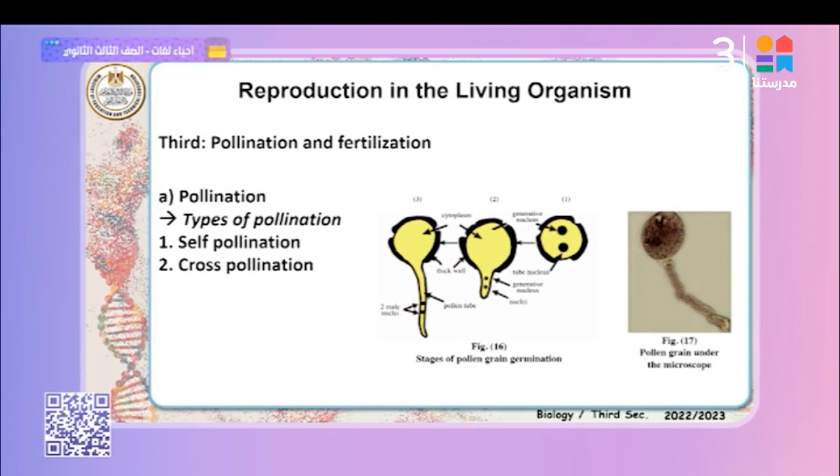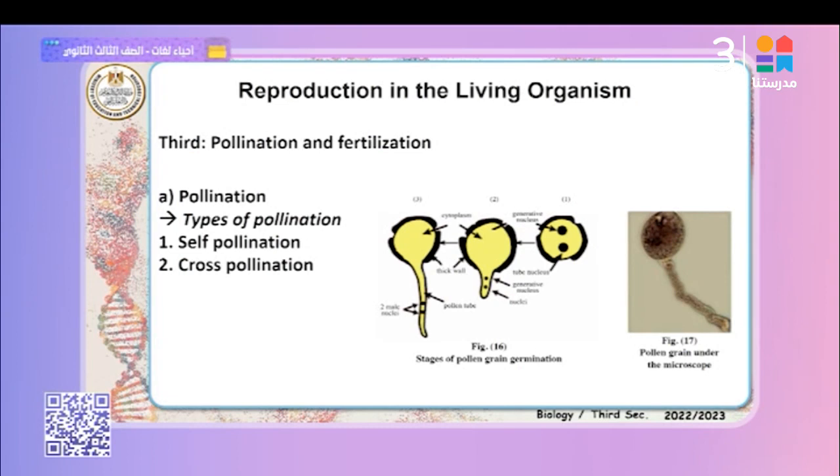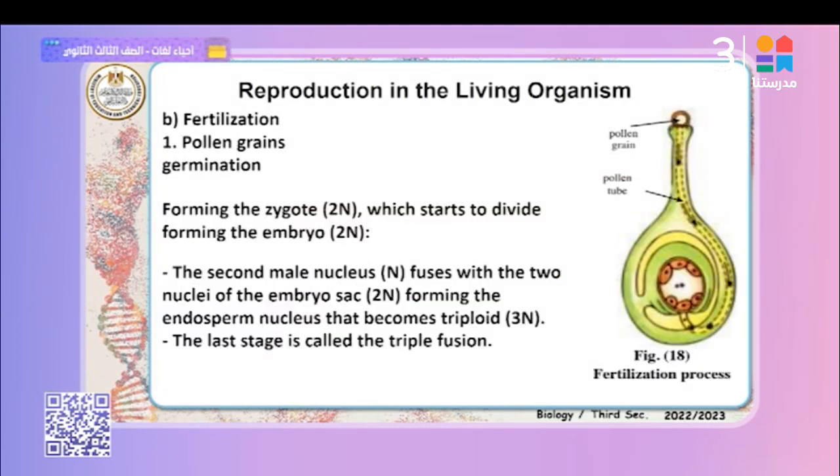Cross-pollination is transferring the pollen grain from inside a flower to the stigma of another flower on another plant of the same kind. Okay? What are the conditions? The stamens are inserted lower than the stigma, and the androecium and gynoecium do not mature at the same time. Maybe the androecium before the gynoecium, maybe the gynoecium before the androecium. That's right. Self-pollination and cross-pollination, these are the types of pollination. Okay?